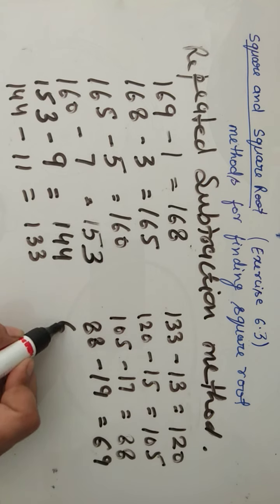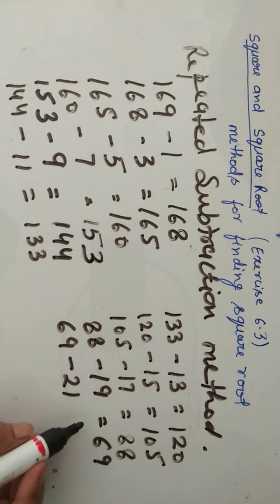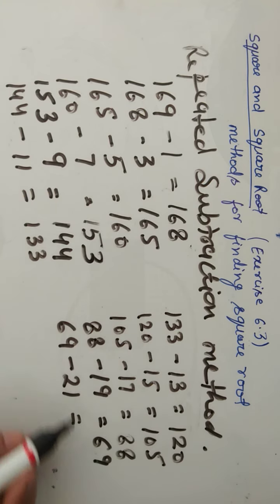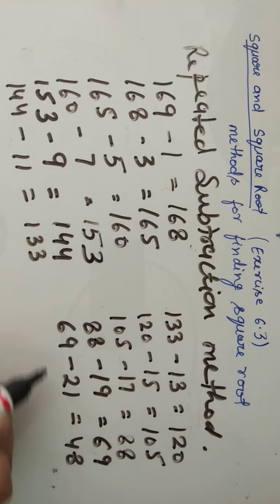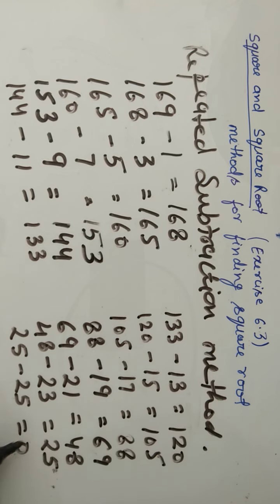Then we subtract unless and until we get 0. Continuously we will subtract. So here we are getting 48. Then 48 minus 23, we get 25. Then after 23 it is 25 and we get 0.